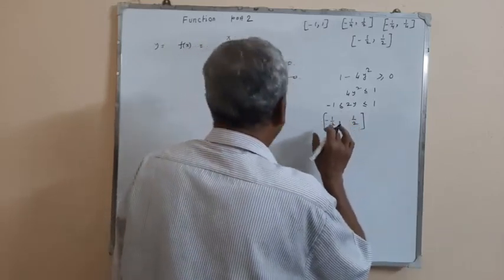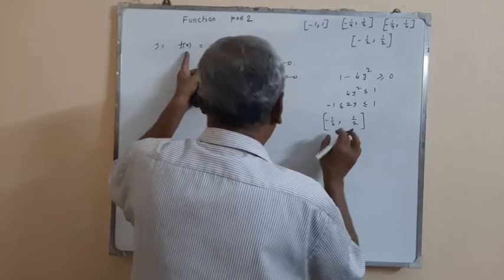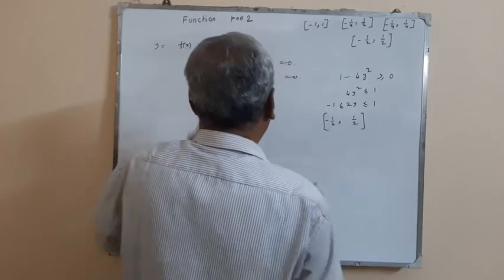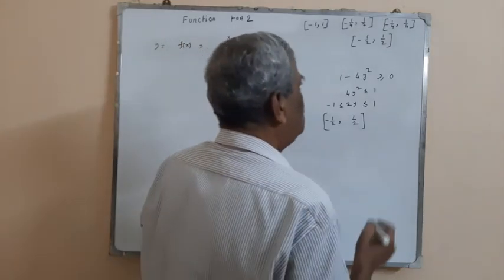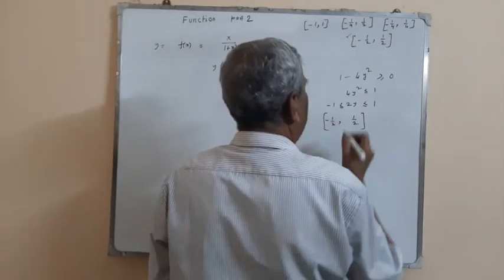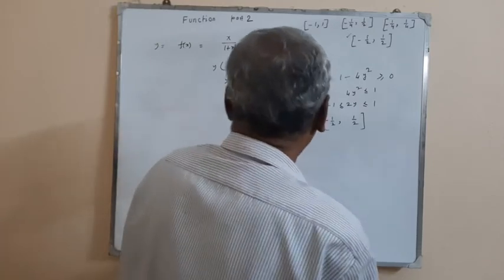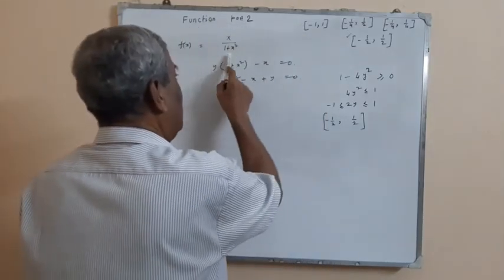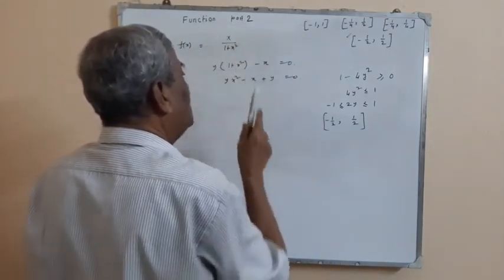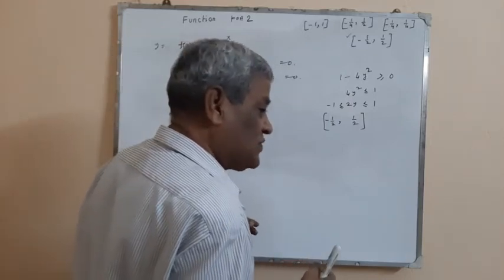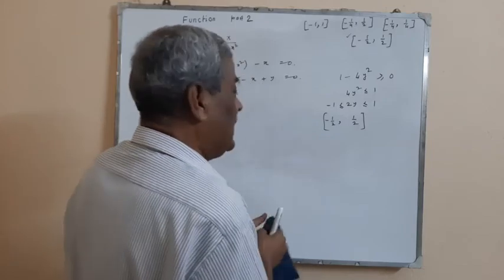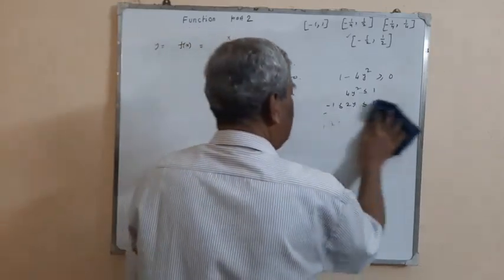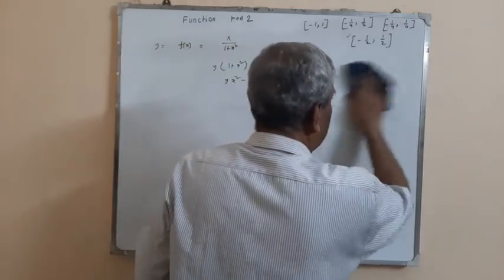So admissible value of y means the function is defined. That is, the range of the function is minus half to plus half. This type is very important. If the function can somehow be expressed as a quadratic equation in x, this method is very effective and simple.